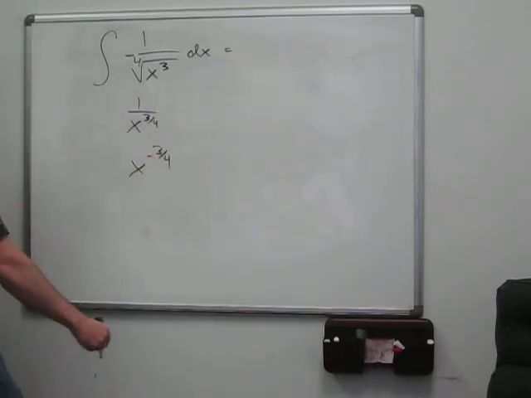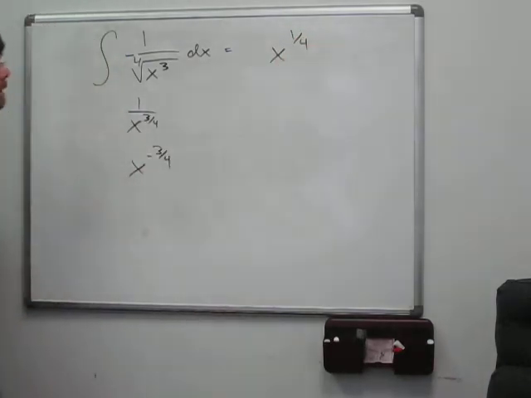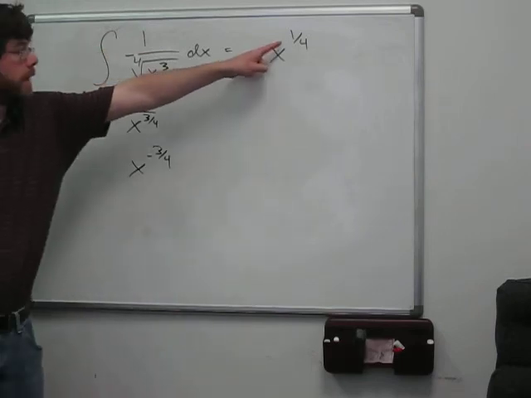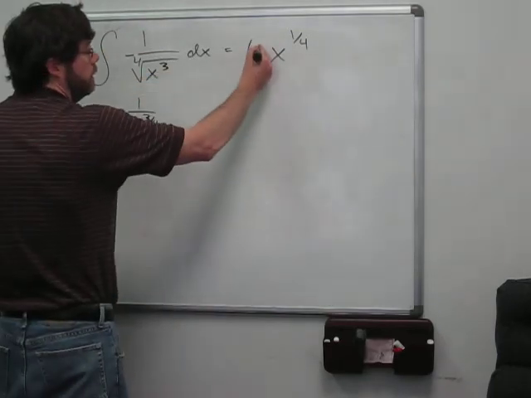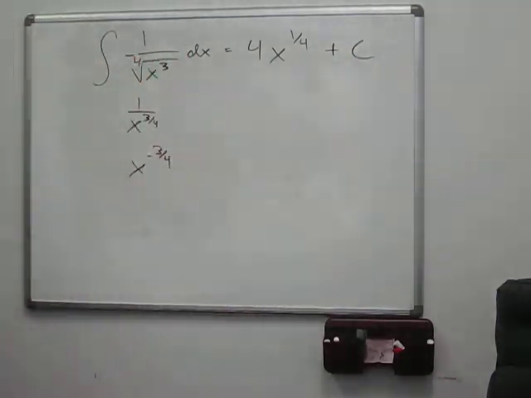So negative 3/4 plus 1 is 1/4. And then I'm going to take 1 and divide it by this new power. So that's going to be 4 x to the 1/4 plus c.